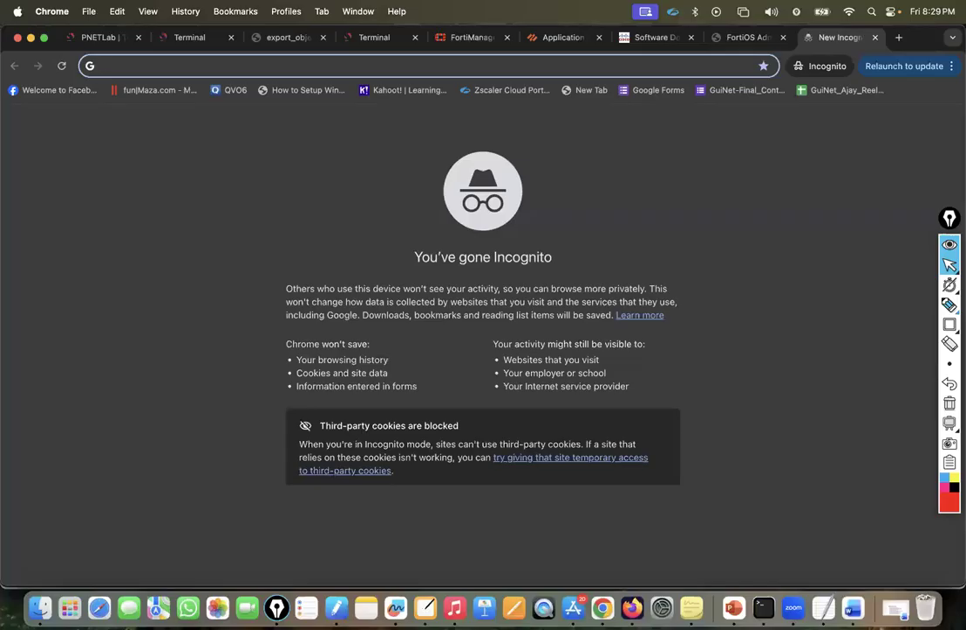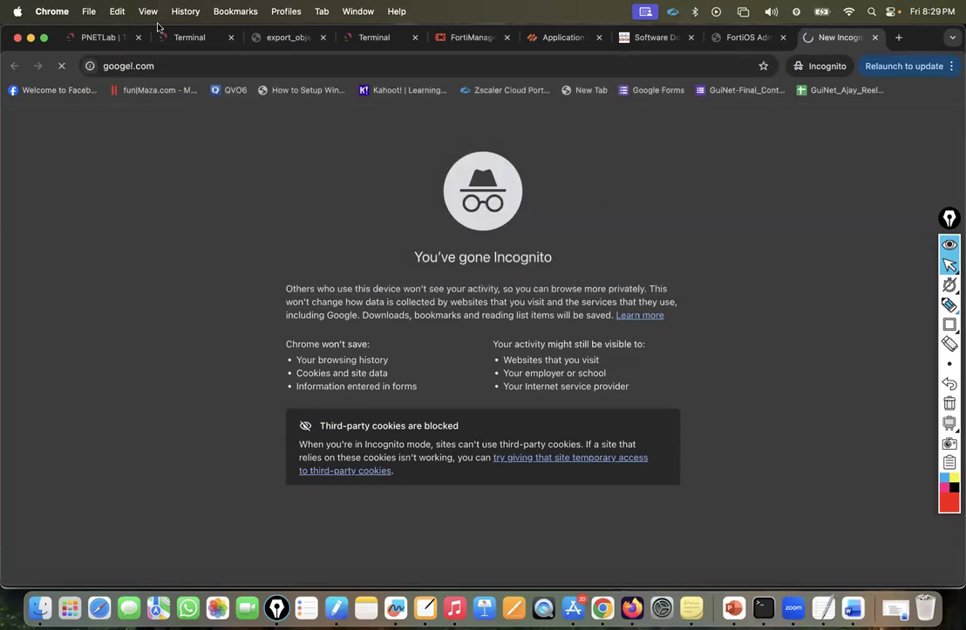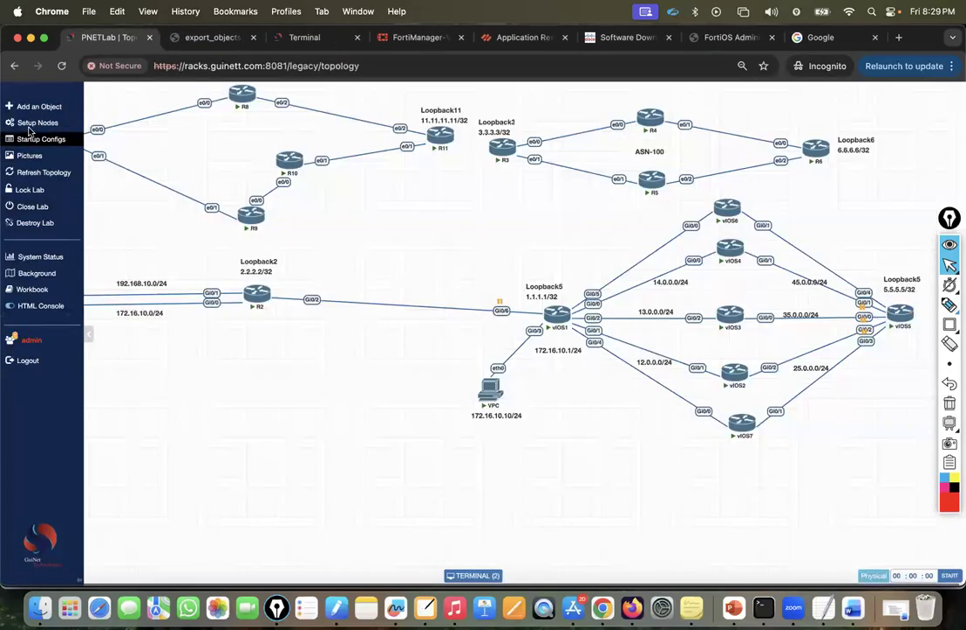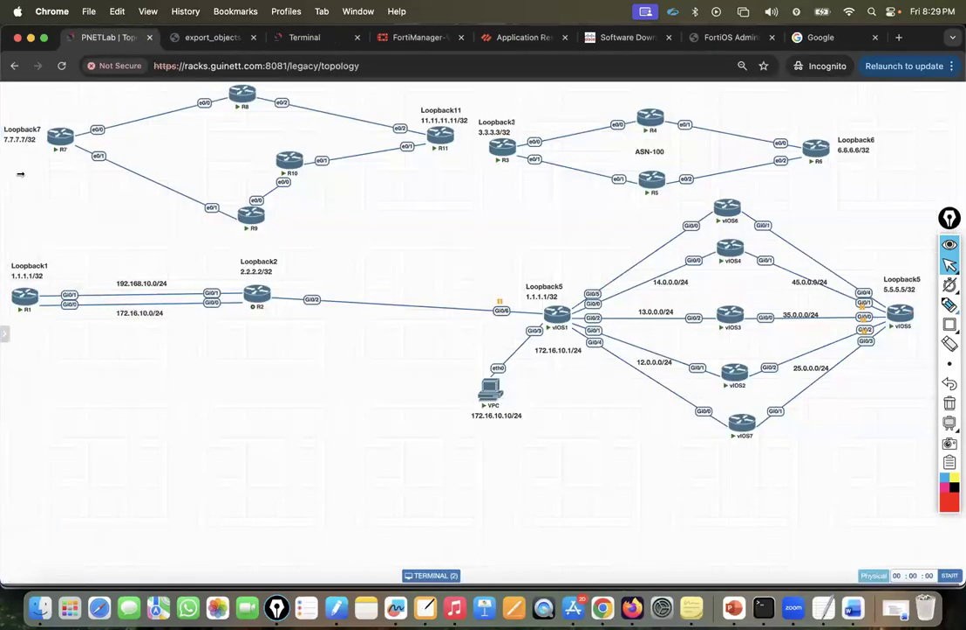It was just default route injection in the EIGRP. How to inject a default route in the EIGRP? It's a very small topic. I just created the static route and redistributed it in the EIGRP.